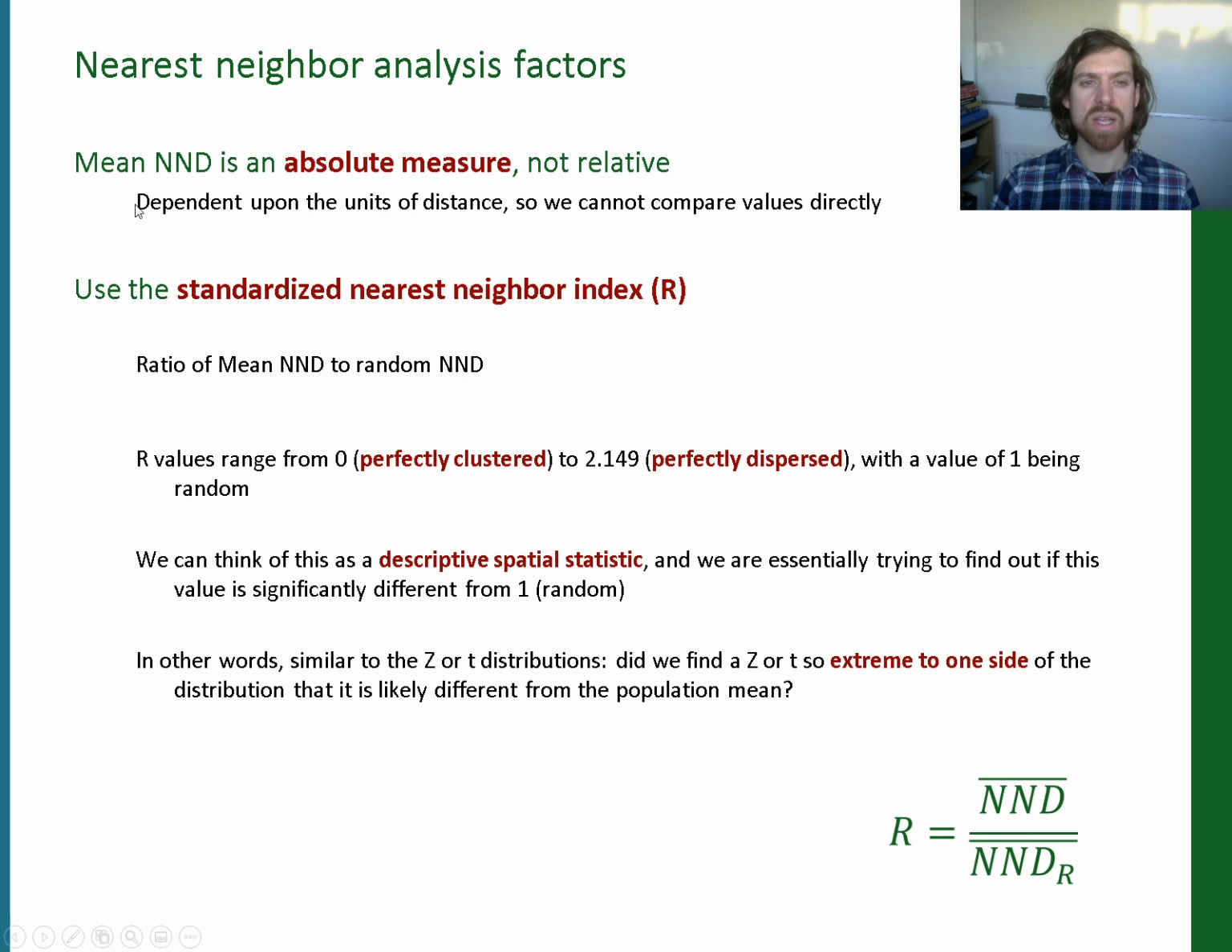So the mean nearest neighbour distance is an absolute measure. So it's not relative, it gives us an absolute measure in the units of distance that we use. So that's an important thing to remember, because if I gave you a set of points, you need to remember what your coordinate reference system is going to be.